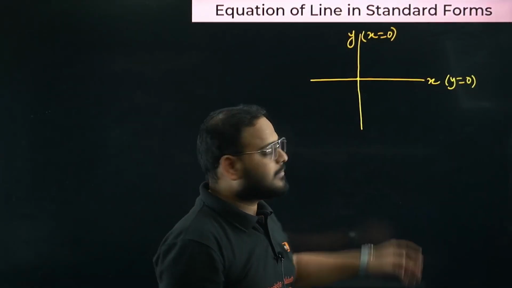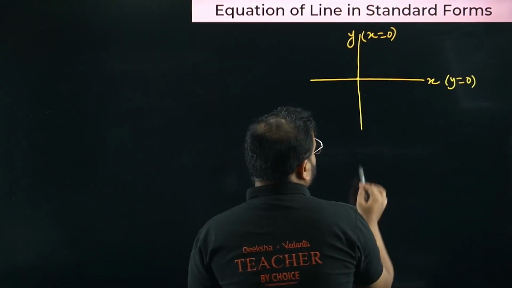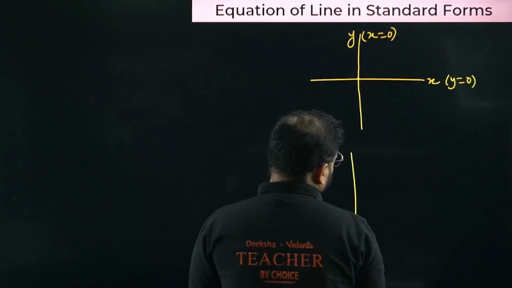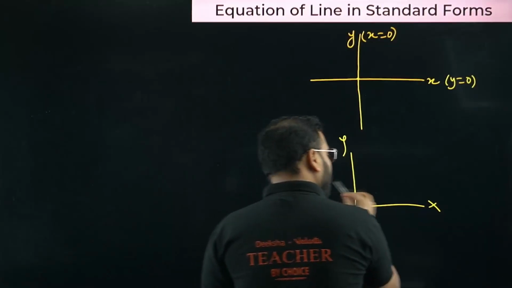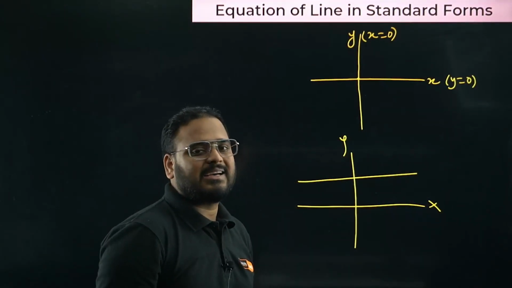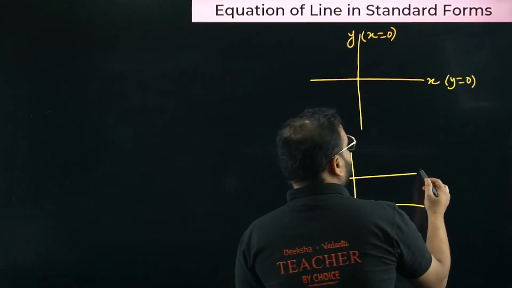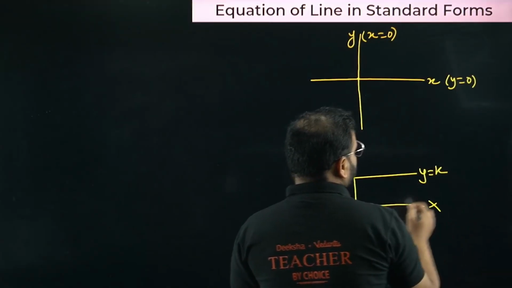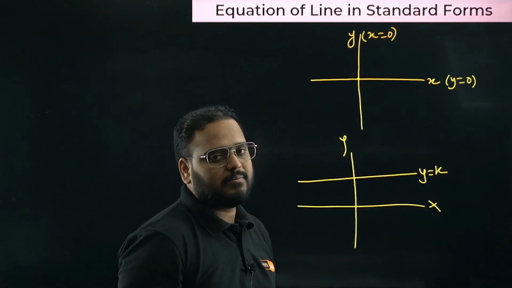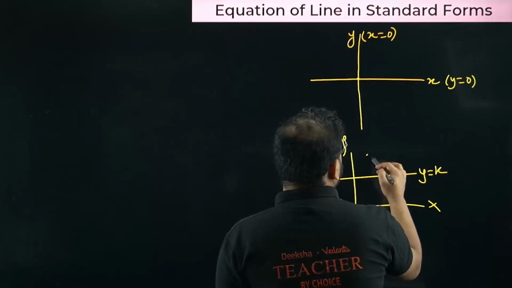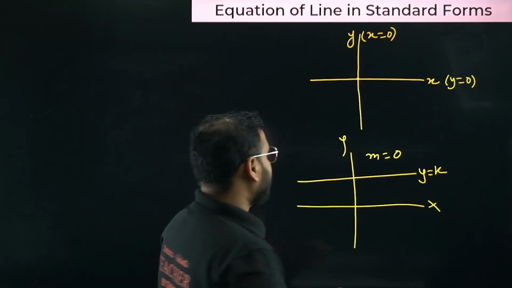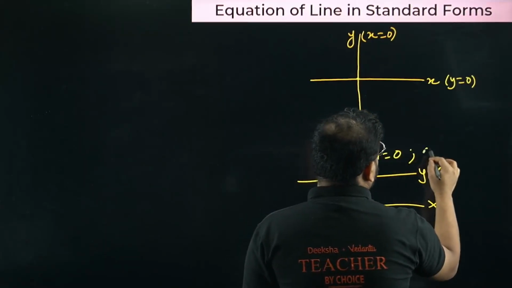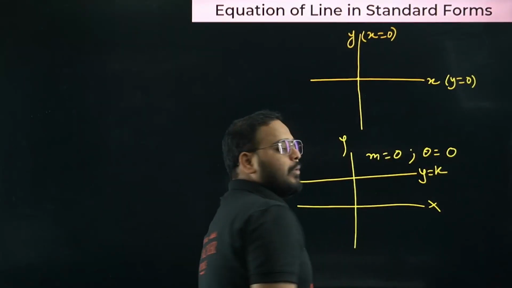So this is clear. Now if I'm taking a line, this is x, this is y, and I take a line parallel to the x axis, it will become y equals to the constant k. Over here you take, over here you take, doesn't matter. What is the slope here? It will be 0. How come? Because you're getting the theta value as 0.